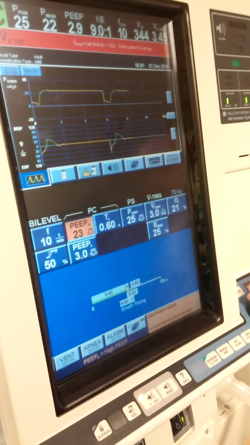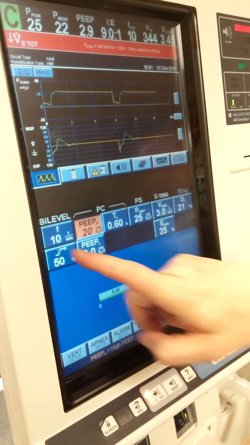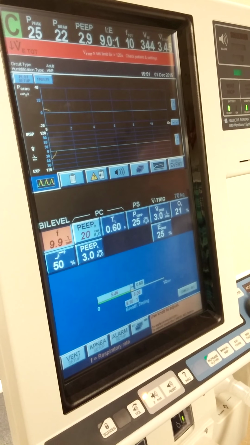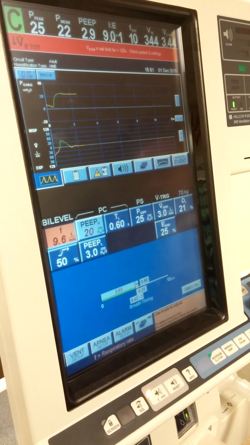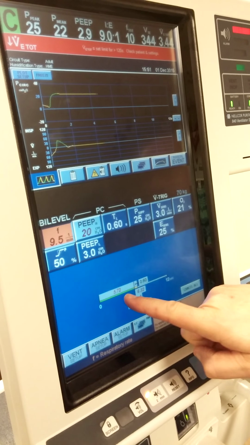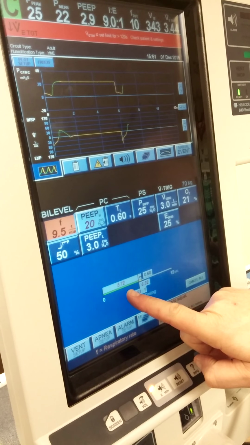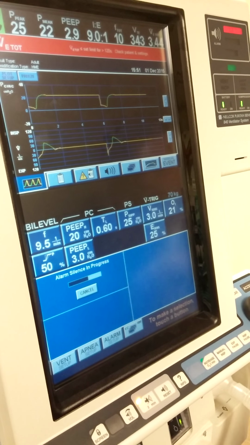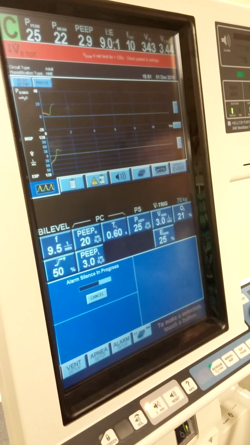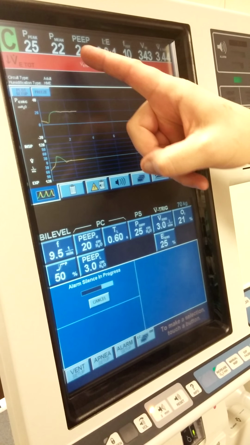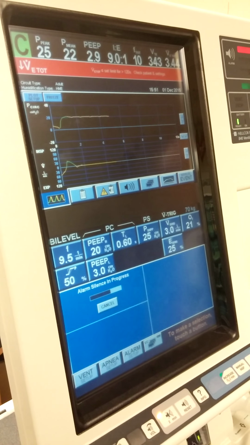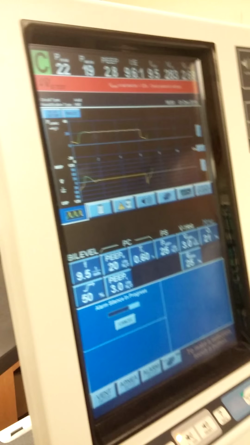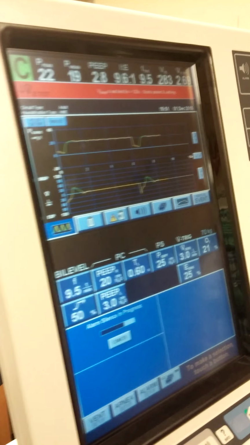So if I drop this and at the same time stretch this out, what I've done, that's gotten longer. Now I end up with a lower pressure that they're at, but for a longer time at that pressure, and the mean airway pressure probably will stay pretty close to the same. So you're not messing with the oxygenation.